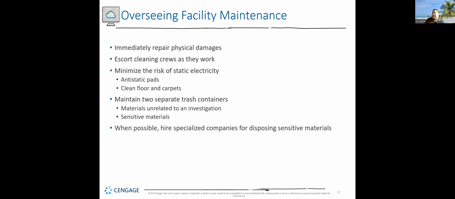So, overseeing facility maintenance: immediately repair physical damage, like if a tile falls from the roof. If you have a T ceiling, that's what it's called. If you look up in your classrooms, you'll see those. Get it fixed right away. Escort cleaning crews as they work. You can't let cleaning crews be in there by themselves. So let's say you're in there at 7 in the morning, and janitorial staff is there, and that's when you want them to clean the floors because you're there. That's when you do it.